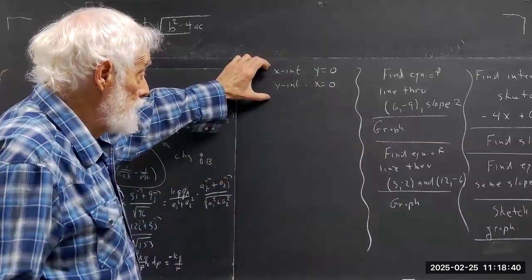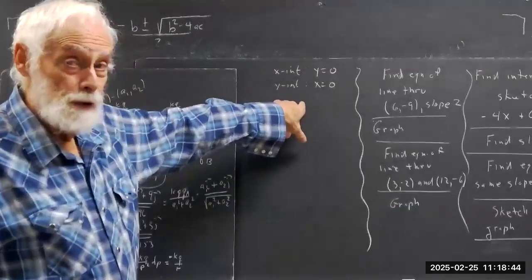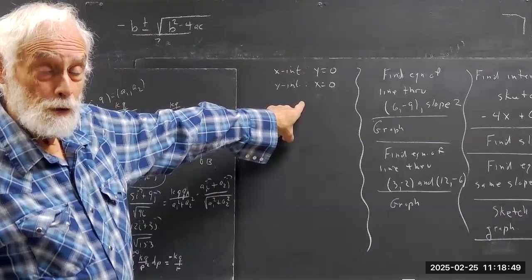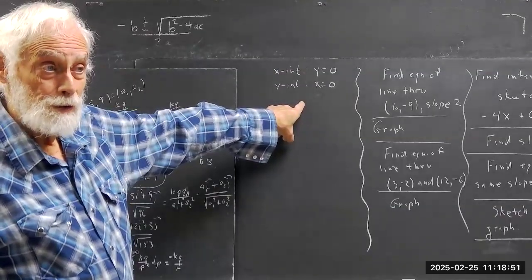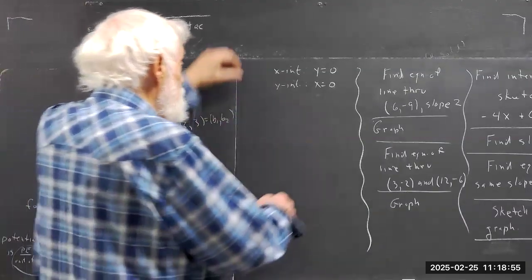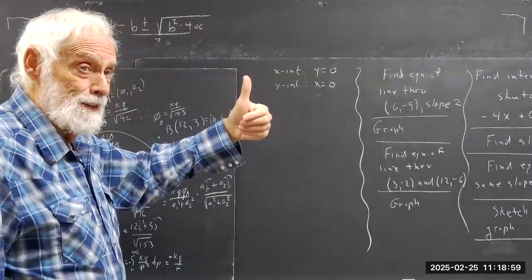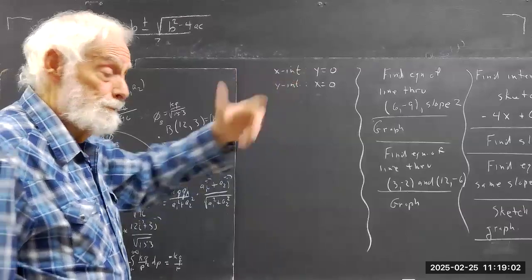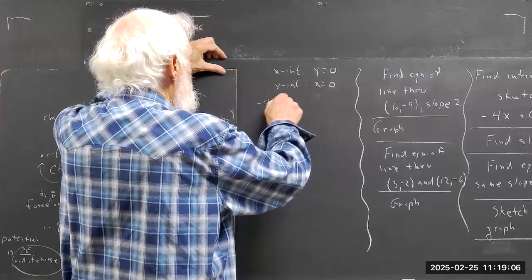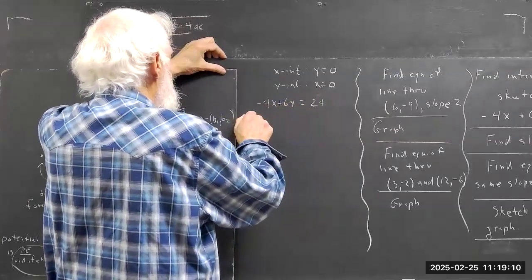All right. So we got x-intercept, we got y-intercept. You got to know this. When you find intercepts, this is where you start. The x-intercept occurs on the x-axis, and on the x-axis, y is 0, right? And the y-intercept is on the y-axis, where x equals 0. Okay, so we have the equation, negative 4x plus 6y equals 24.